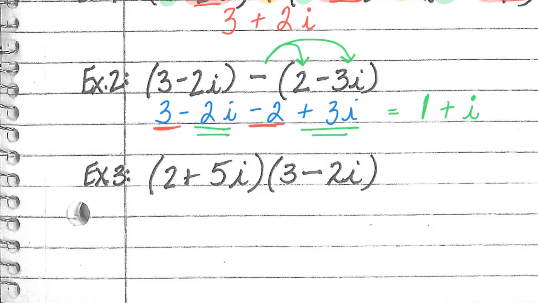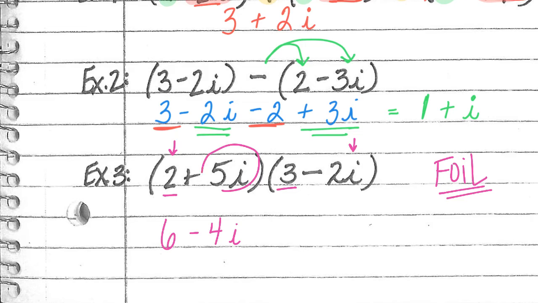Moving on to a little multiplication. When I multiply a binomial times a binomial, guess what I have to do? I have to FOIL, just like regular. All right, so first terms, 3 times 2 is 6. Outer terms, 2 and negative 2i is negative 4i. Inner terms, 5i and 3, and don't forget the sign goes with it, is positive 15i. Last terms, I'm going to erase all this so we don't get confused. Last terms is just 5i and negative 2i, which is negative 10i squared.